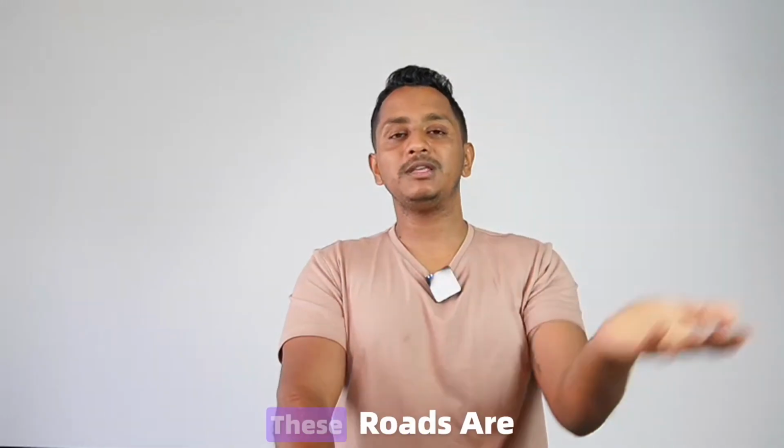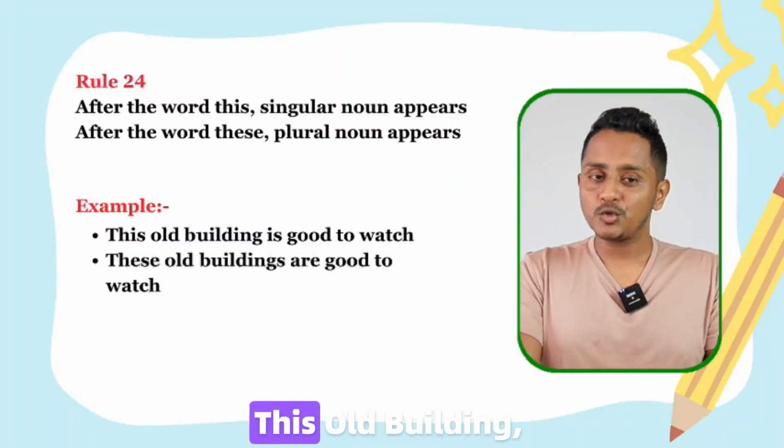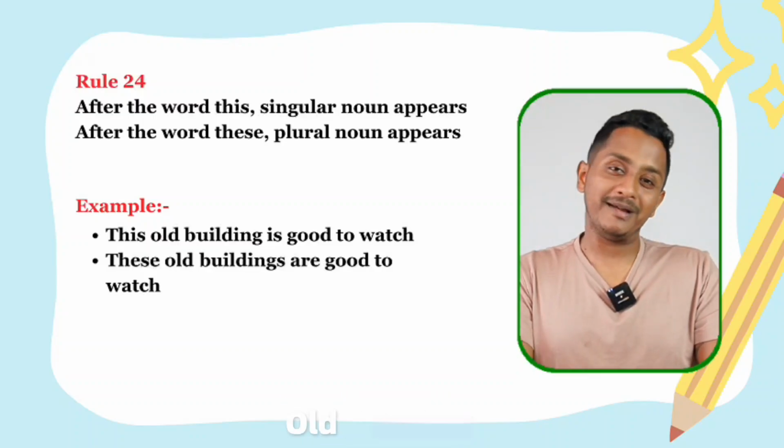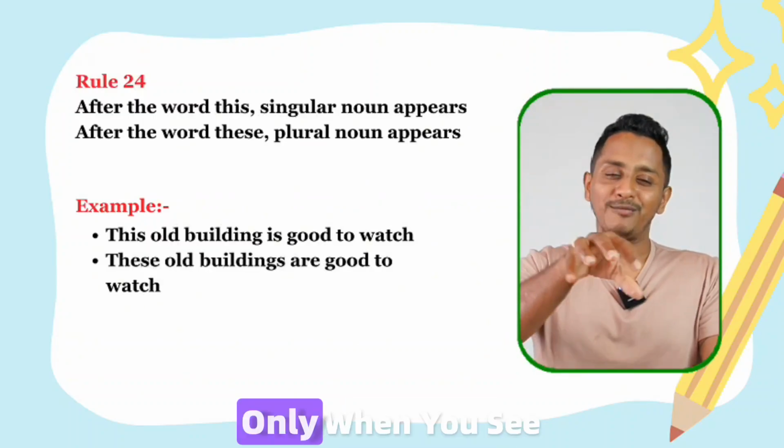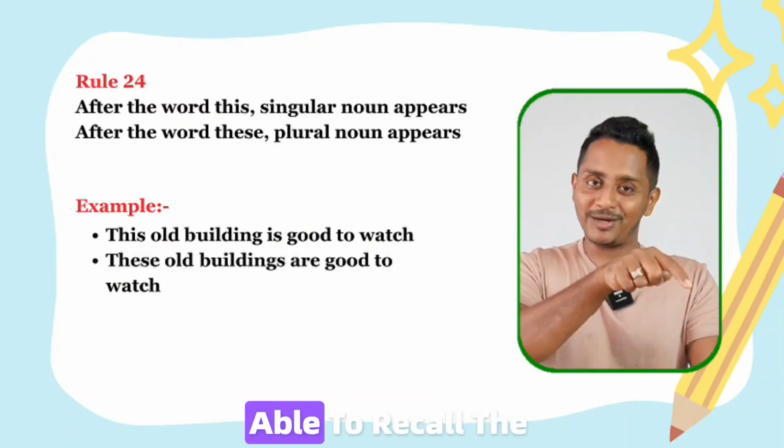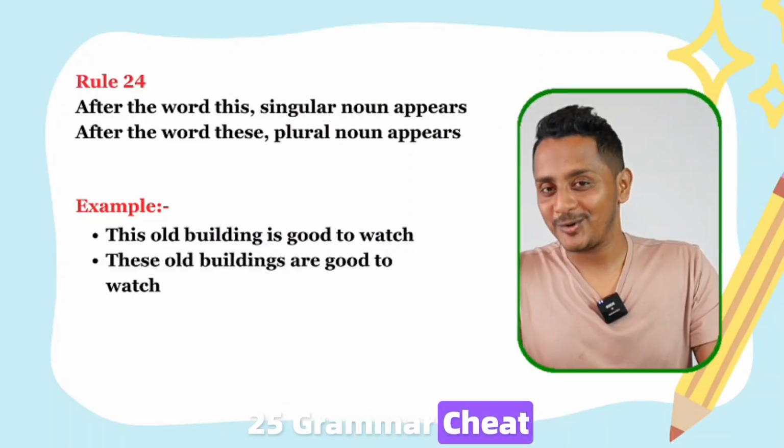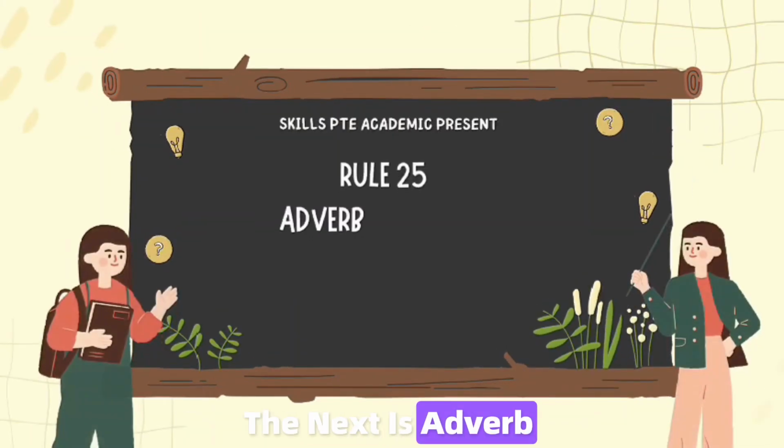These buses are good. These roads are good. This old building. These old buildings. Only when you see a dash, you will be able to recall the 25 grammar cheat codes that I talked about. The next is adverb ends in ly.